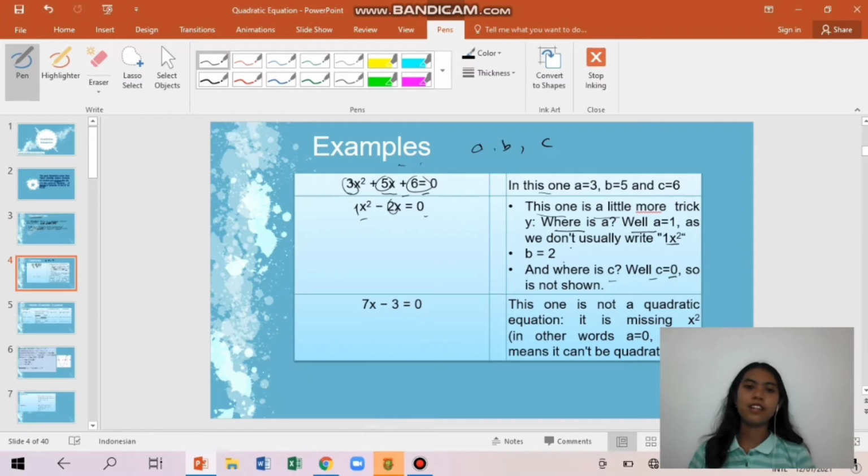And the third is 7x minus 3 equals 0. This one is not a quadratic equation. It's missing x squared, or in other words, a equals 0, which means it cannot be quadratic.